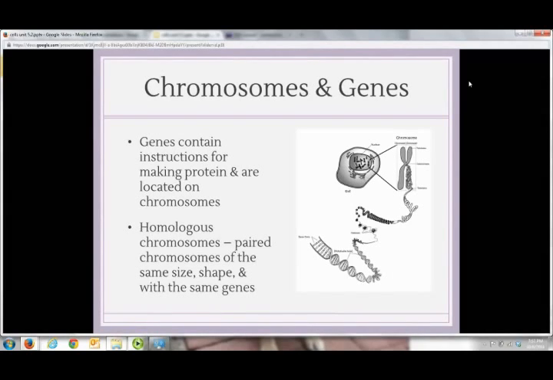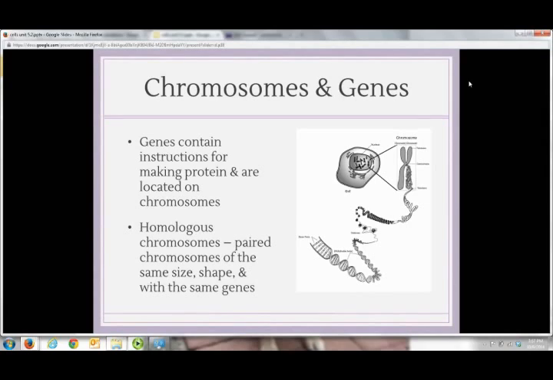Genes are going to be what actually contains the instructions for making a protein. These are located on a chromosome. So when you look at the legs of the X on the chromosome, just a small portion of that leg is going to be one of the genes.